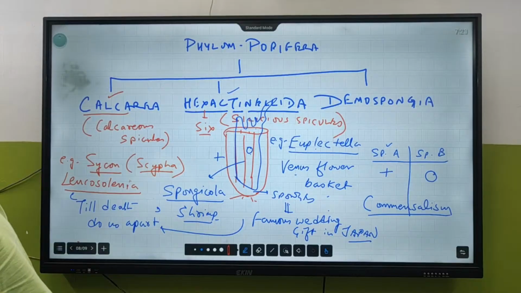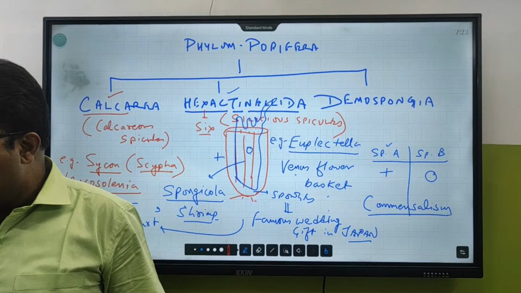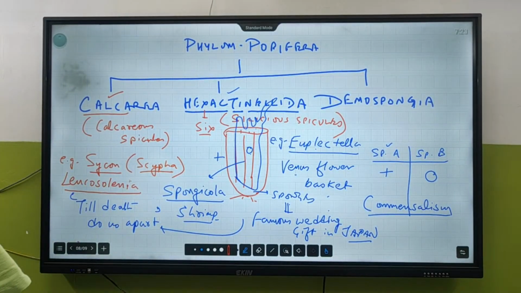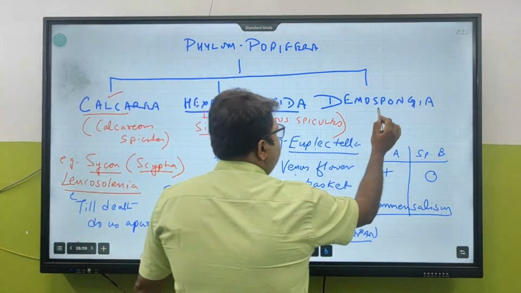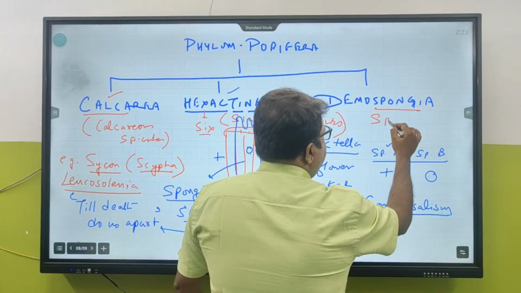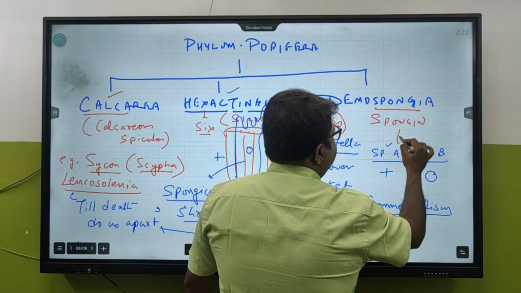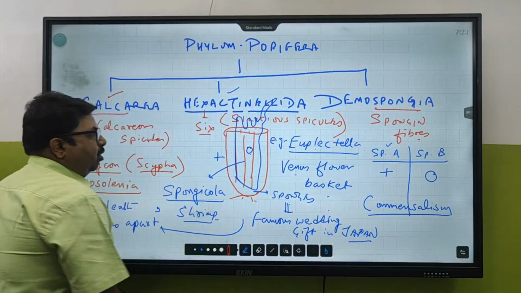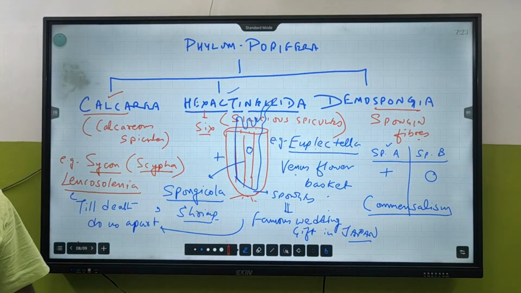What is the last one? Demospongia. Arijit, tell me, what is so very important about this term? What can you find out from this term? What is there inside this term? Spongia. That means what can they have more of? Spongin fiber. They have more of spongin fiber.